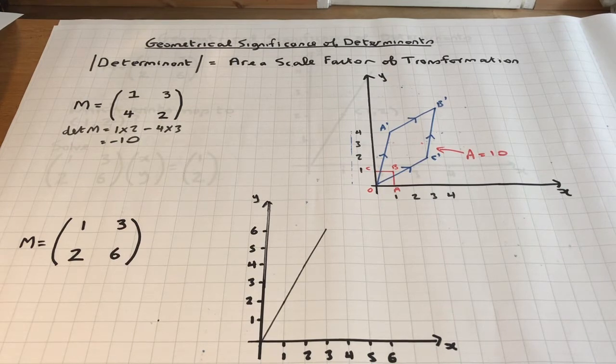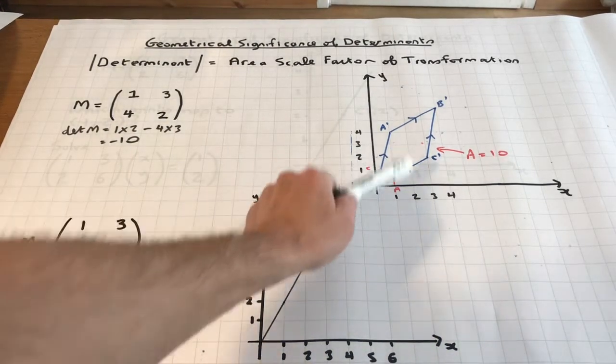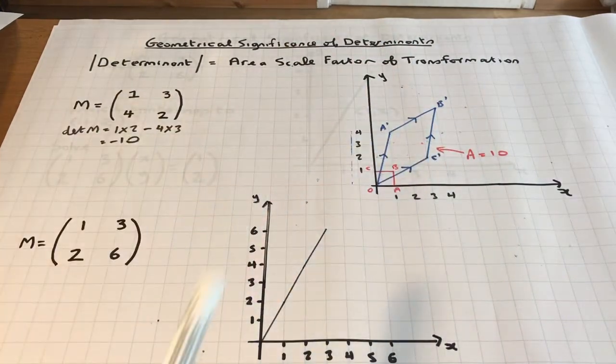But the negative does give you some more information. When you see a negative determinant, what it means is the orientation of the shape has changed. So if you had the shape labelled anti-clockwise, it'll now be labelled clockwise. And vice versa. If you labelled the old shape clockwise, if I had labelled this one O, A, B, C, the new shape would be the other way around. So you get a little bit of extra information, but again, the modulus tells you the actual area scale factor.